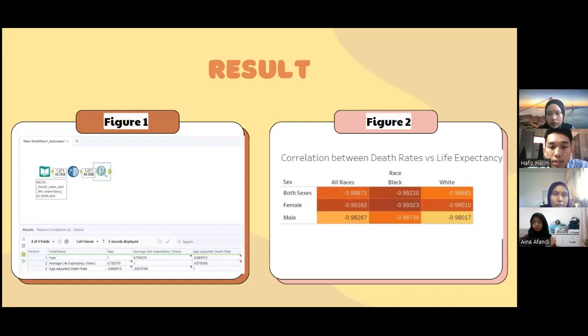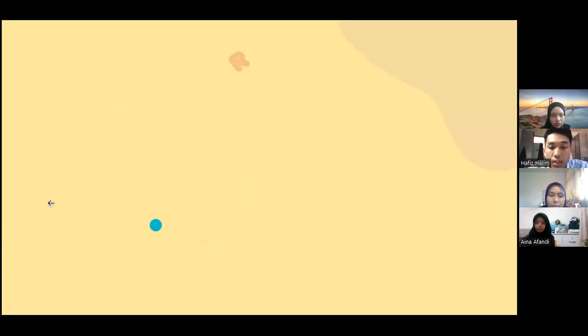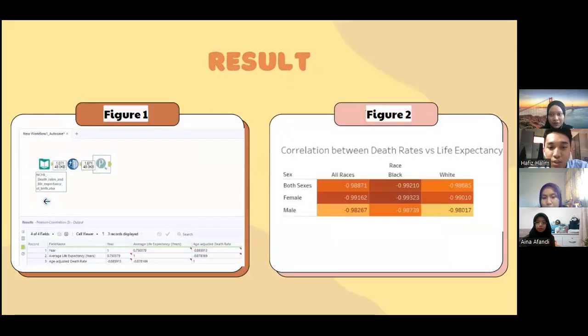In this figure 2, this is the correlation between death rate and life expectancy by different race and sex that we get from Tableau. All the values in the table indicate a strong negative correlation between death rates and life expectancy by race and sex, since all the values are approaching -1. This indicates that life expectancy increases while death rates in the US decrease, no matter what the person's sex and race are. Next.